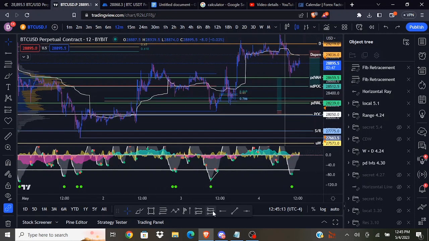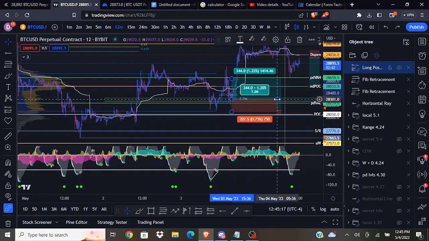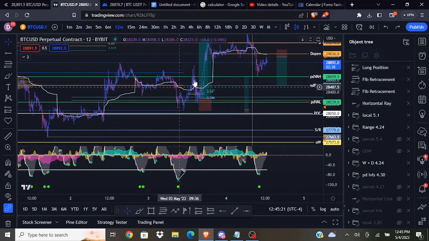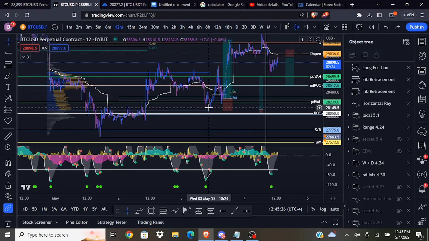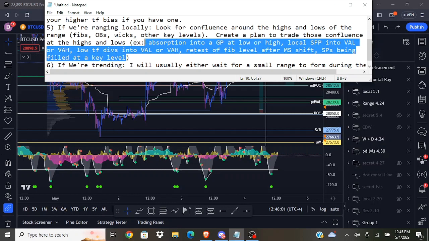If this structure is going to continue, then price should not take out this low down here. And maybe there were confirmations for that. I'm not going to go through and look for confirmations because it's not that important right now. But looking for retests after market structure shifts is another way you can look for confirmations. And there are many other ways you could plan out trade setups inside ranges, maybe single prints being filled at a key level, whatever works for you. These are some things that I've found work best for me.